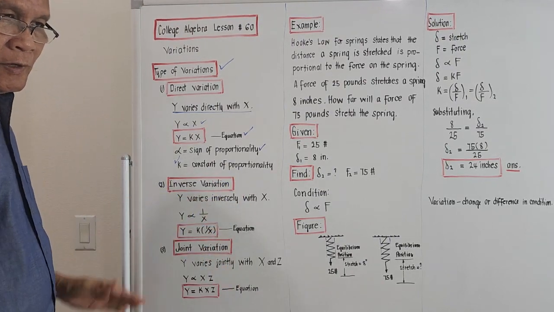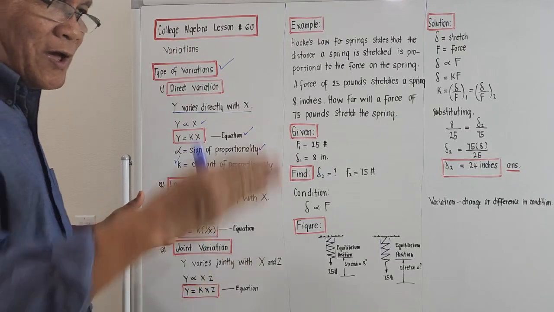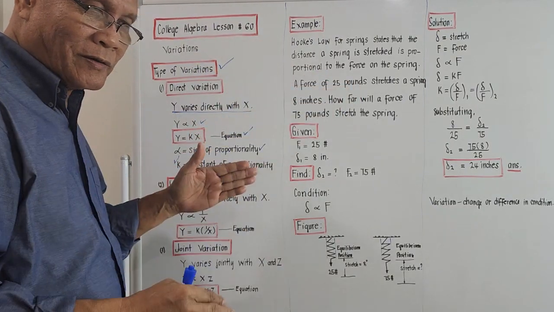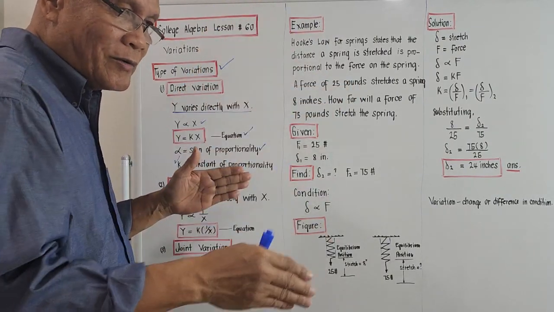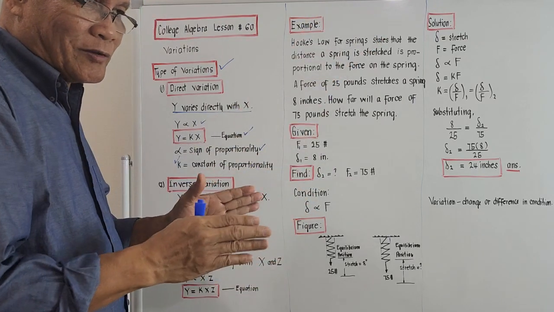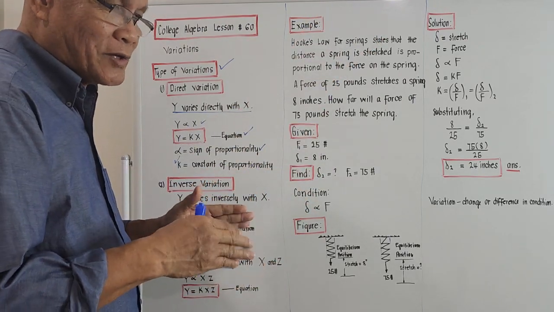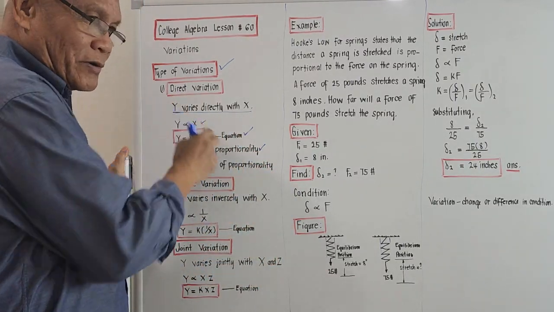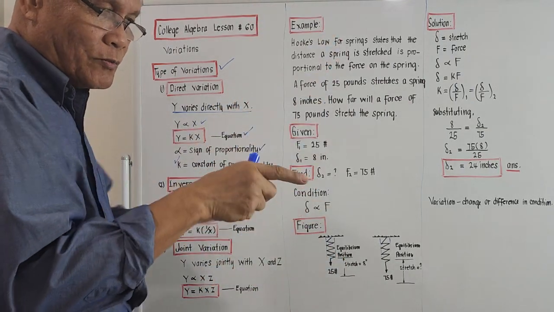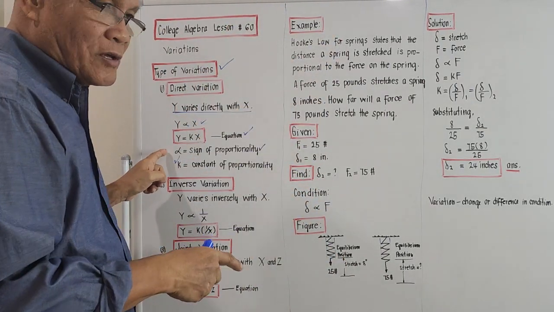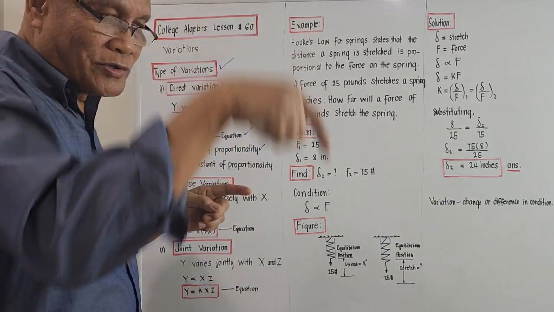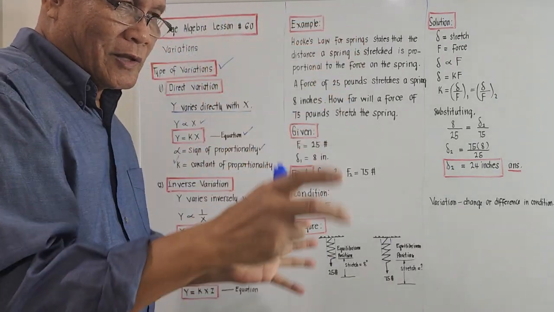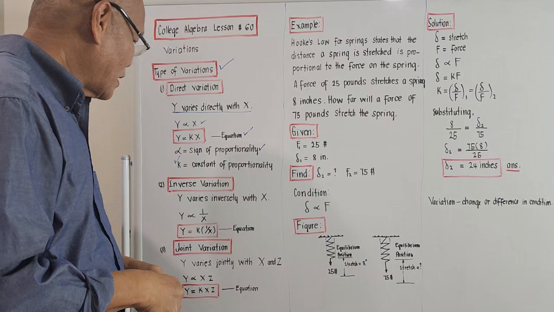Inverse meaning if they are inversely related, when one variable goes up, the other should go down, and if one goes down, the other should go up. They vary in opposite directions, not unlike direct variation, where if one goes up, both go up. But under inverse variation, if one goes down, the other will go up, and if one goes up, the other will go down. That is termed inverse variation.